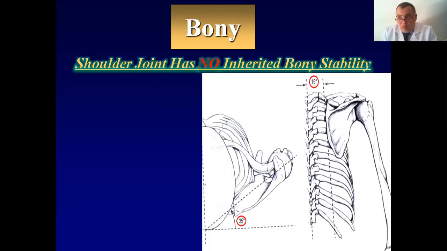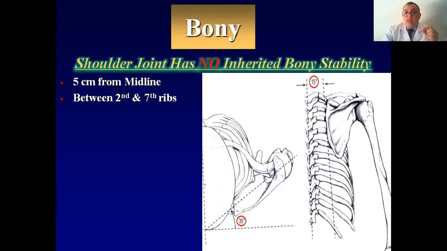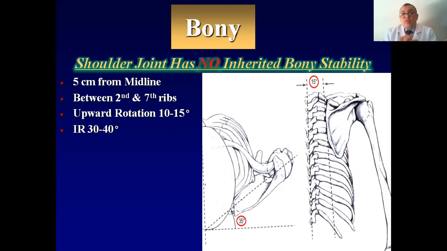Though we always fall forwards and the head is pushed backwards, the glenoid, as part of the scapula, has moved and rotated forwards. The scapula is placed 5 centimeters from the midline between the second and seventh rib, upper rotated 10 to 15 degrees, and internally rotated 30 to 40 degrees. Thus, the whole scapula has moved to place the glenoid behind the head. So whenever we fall, the head tends to move posteriorly, but the glenoid is behind it, preventing it from dislocating posteriorly.